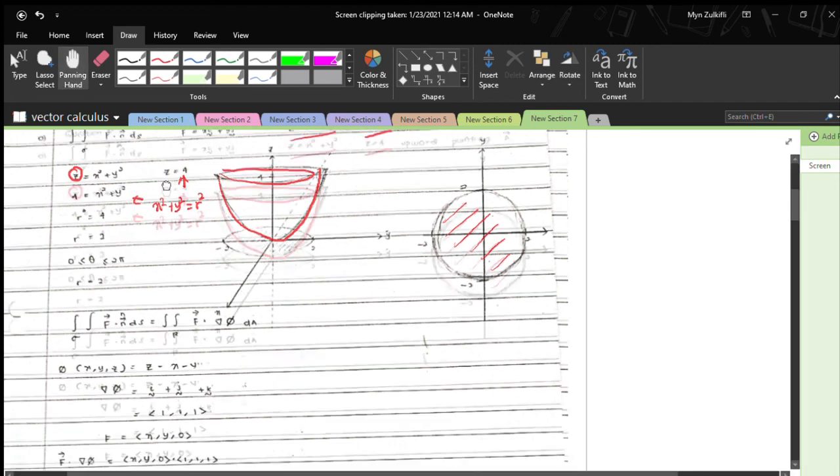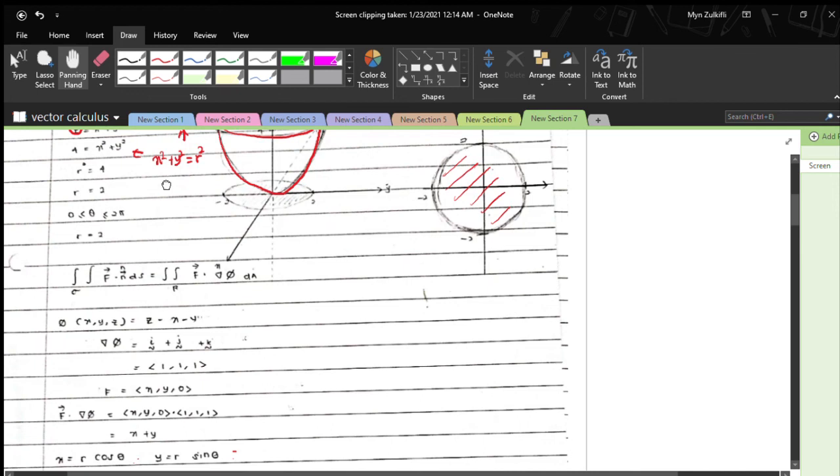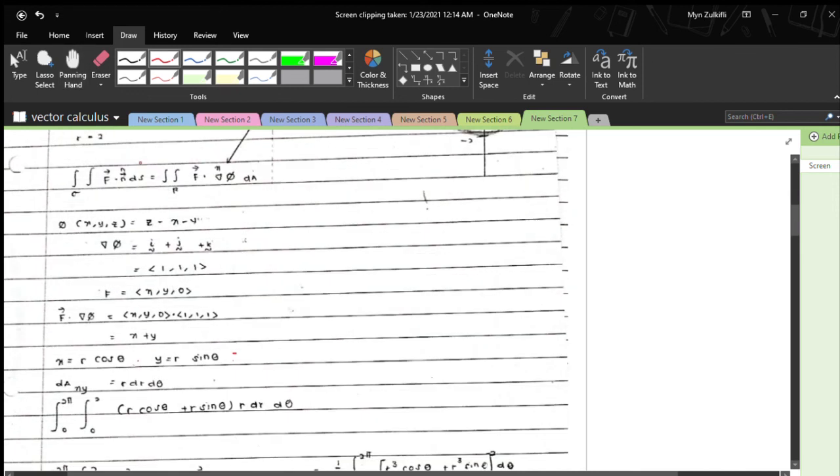So next, the question asks to evaluate this one. So we will use this one. We will solve the question by using this formula instead of this. If you are required to evaluate this one, you need to solve it by using this one. Okay. So you can see here, to use this formula, you need to find this part, right?